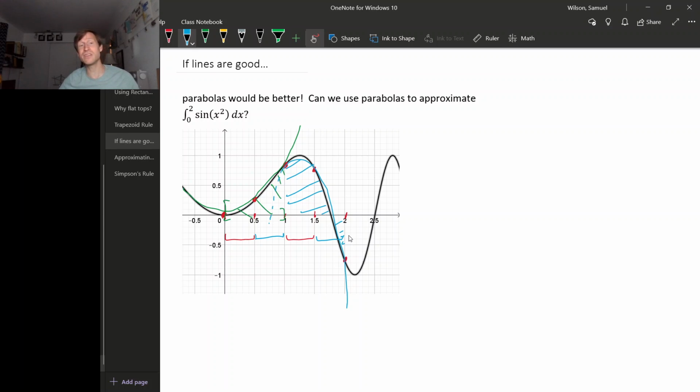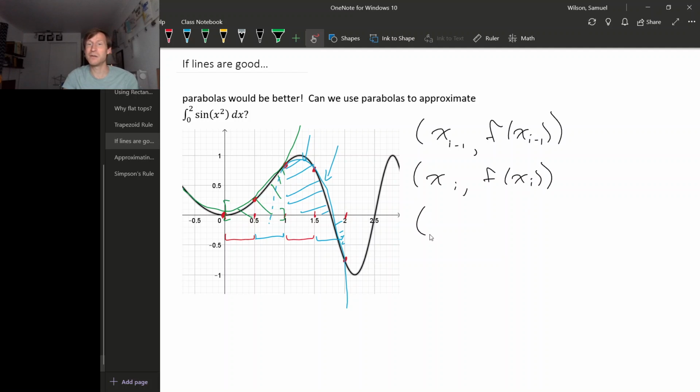So what we need to do to use this idea is come up with some formula for finding the correct parabola and then finding the area under that parabola. So what we need is, if we have 3 data points, say x sub i minus 1 and then f of x sub i minus 1, so that's 1 data point. The next data point along is x sub i comma f of x sub i. And then the data point after that is x sub i plus 1 comma f of x sub i plus 1. So if we have these 3 data points, what we need is some way of finding the parabola that goes through them.